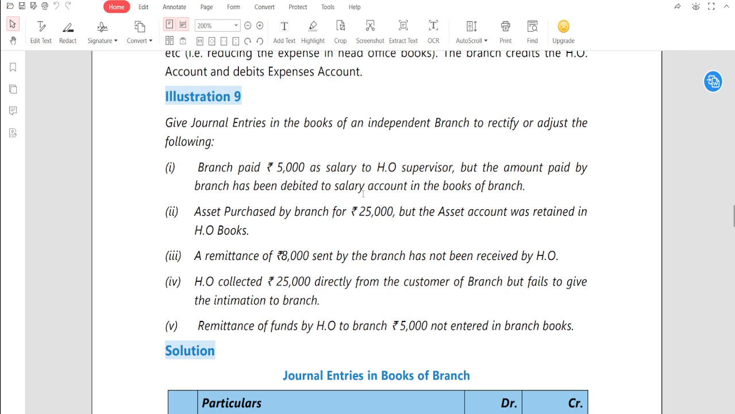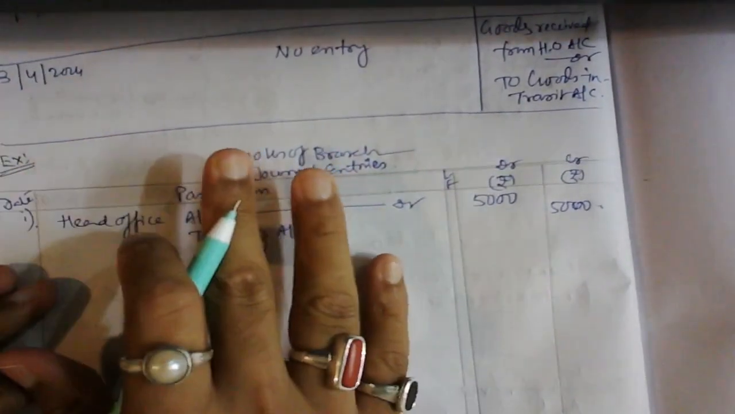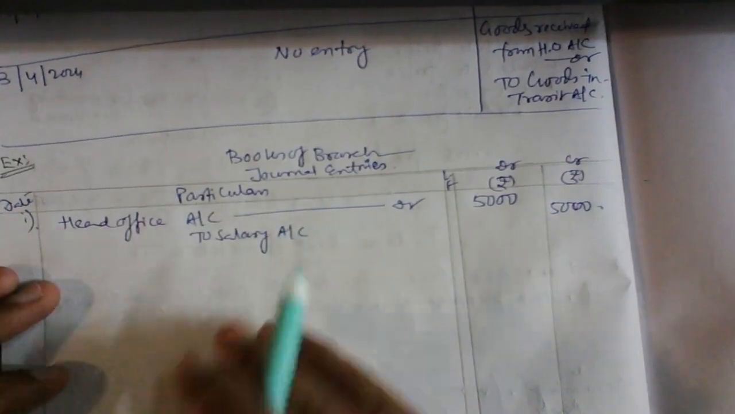Head office account debit to salary account is how much, sir? 5,000. Did you all get it? Get that point? What am I going to discuss? Look here, the entry should be the final one, HO account debit to salary. Now I am going to make a breakup so that you can understand easily.